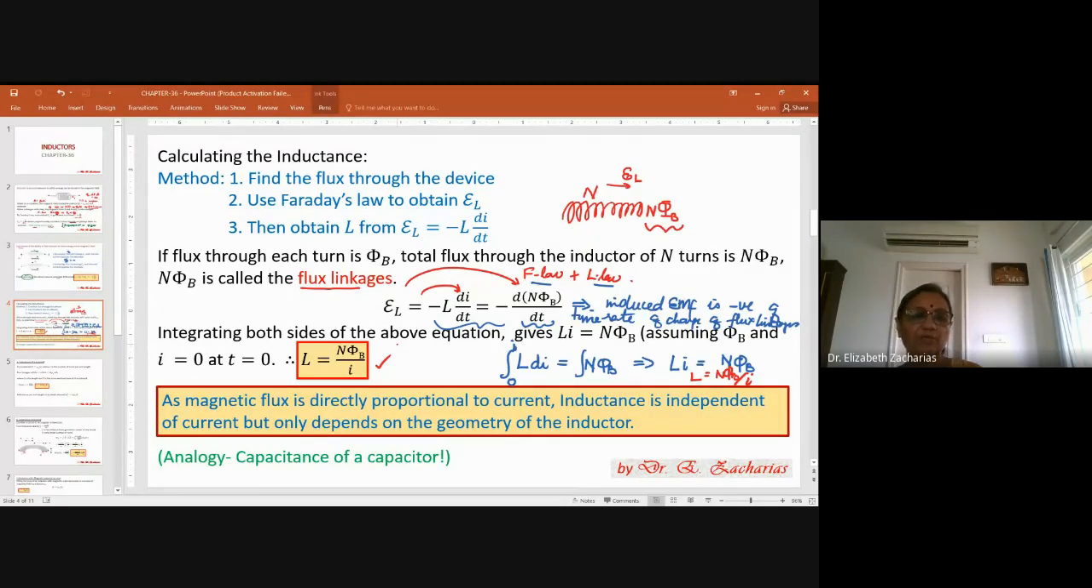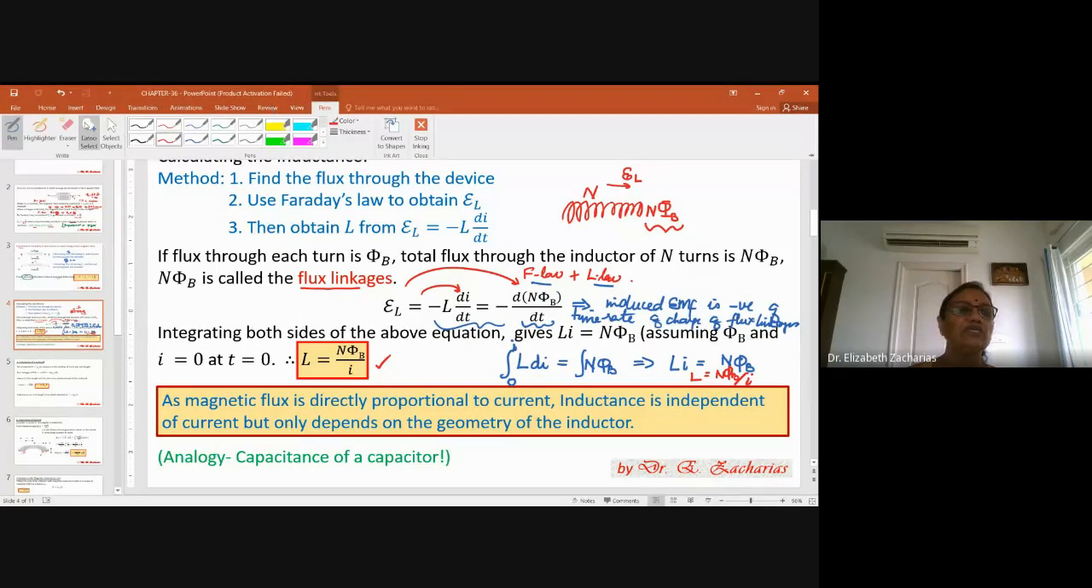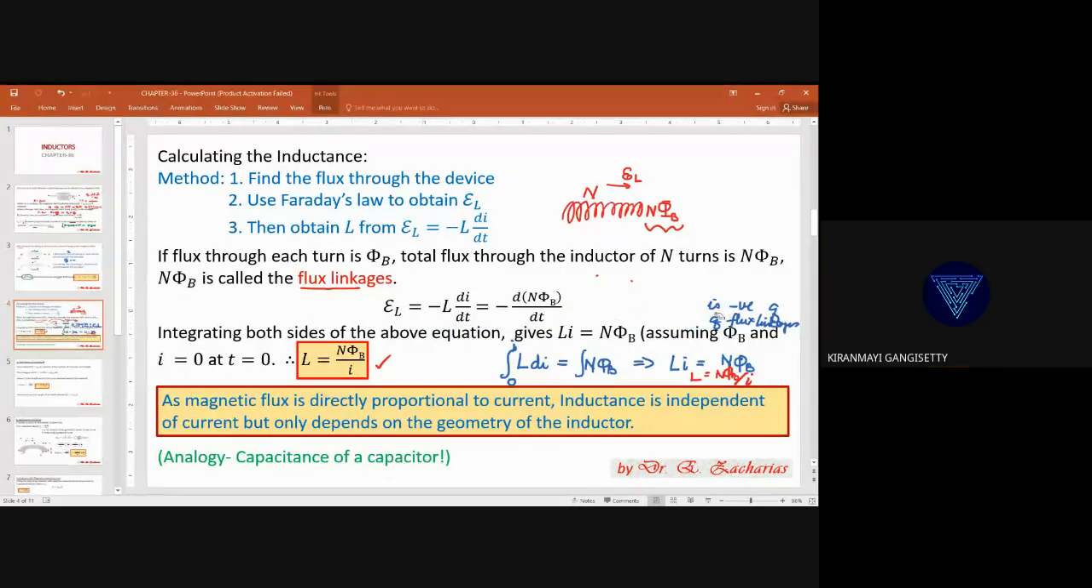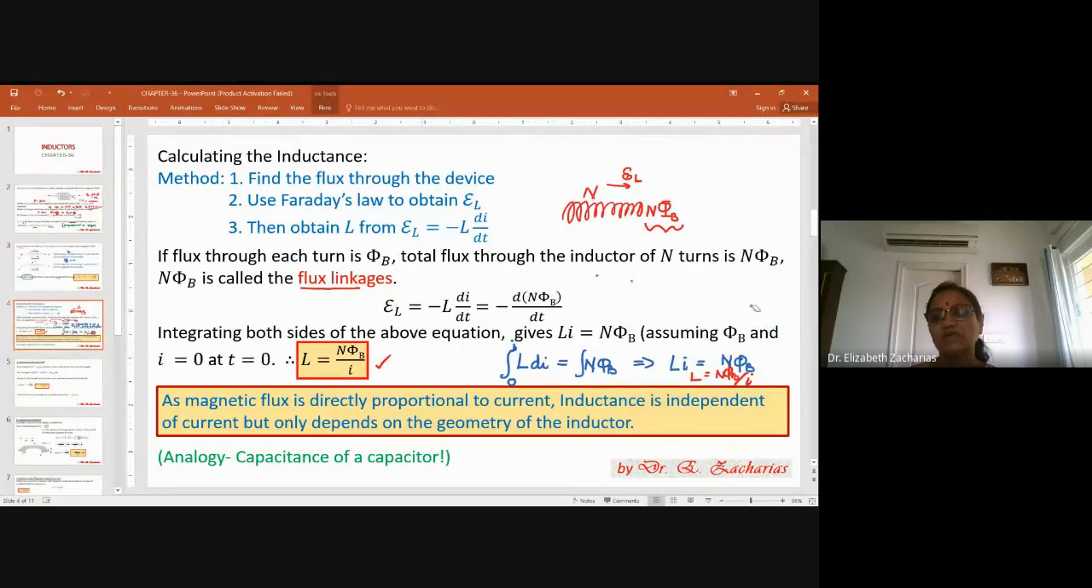Now I'm going to tell you something important. Is phi b related to current? After listening to all these stories, just answer this question. Is flux related to current? Yes, it is related to current, because current was responsible for the magnetic field. The magnetic field was proportional to current, and flux is proportional to the magnetic field and thereby the current.